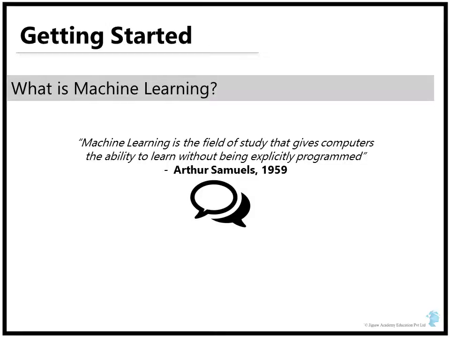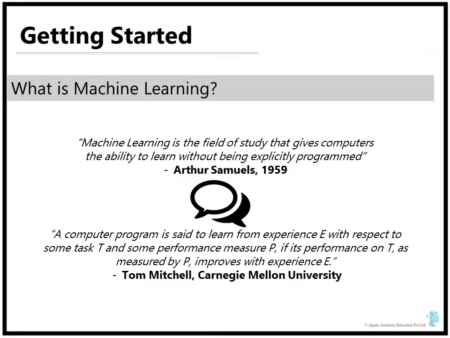The second definition, more recent, comes from Professor Tom Mitchell from Carnegie Mellon University, and he talks about an experience that a computer learns from while performing a task which has an associated performance measure. The machine can learn from its performance in doing a task and improve its performance.